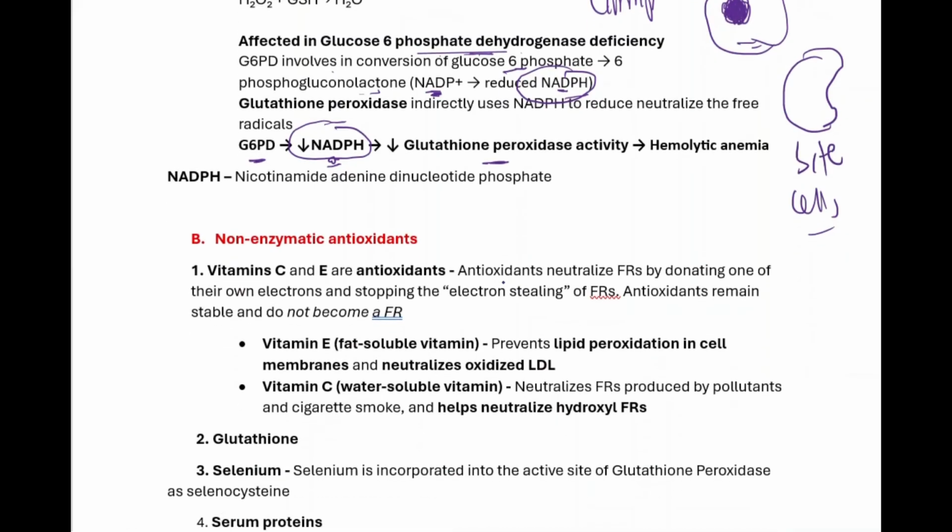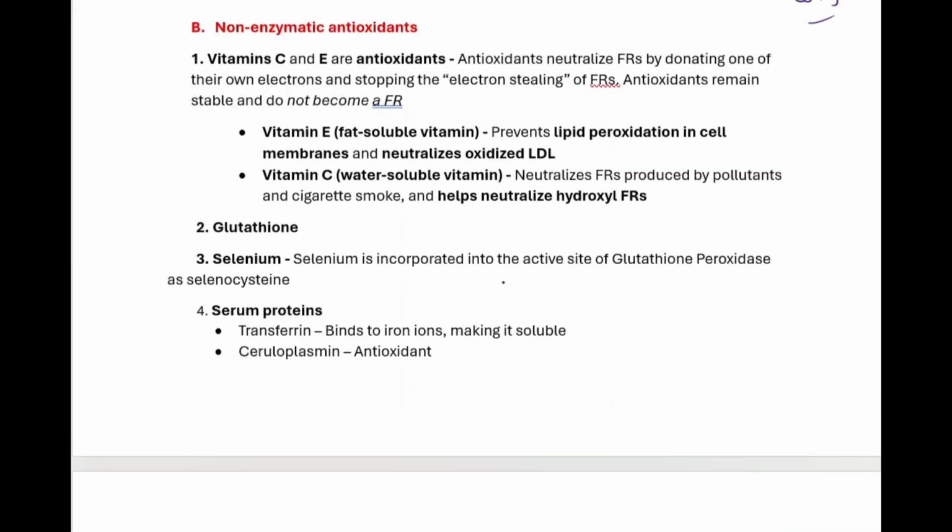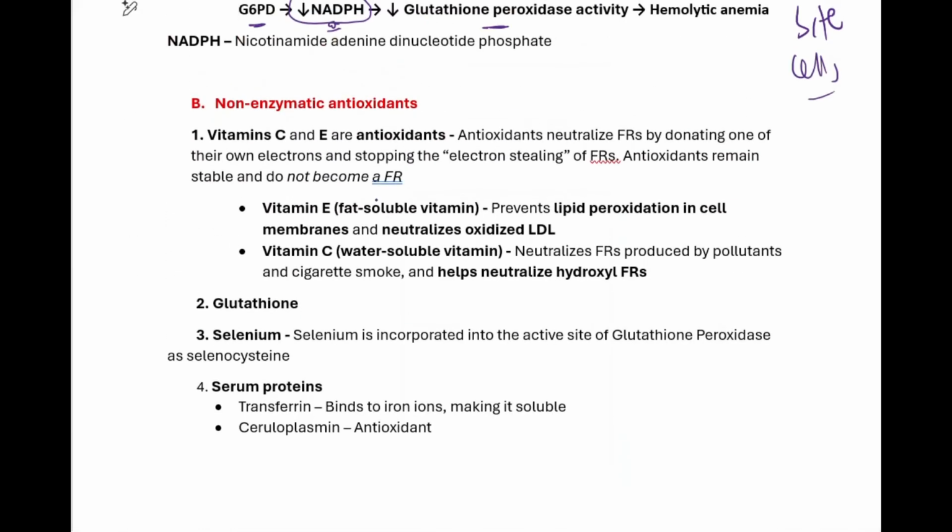And then moving on to the non-enzymatic antioxidants. Under non-enzymatic antioxidants, we have vitamins. Vitamin C and E are both antioxidants. They help to neutralize free radicals by donating one of their own electrons, thereby stopping the electron stealing, and they themselves are still stable. And vitamin E, on the other hand, which is a fat-soluble vitamin, is very good to prevent lipid peroxidation. Make sure you remember that.